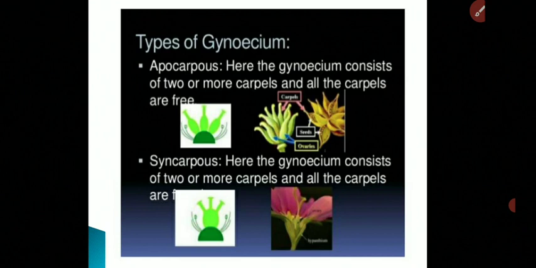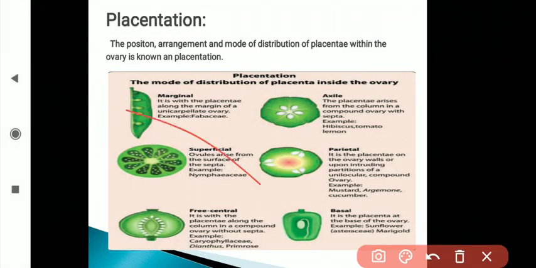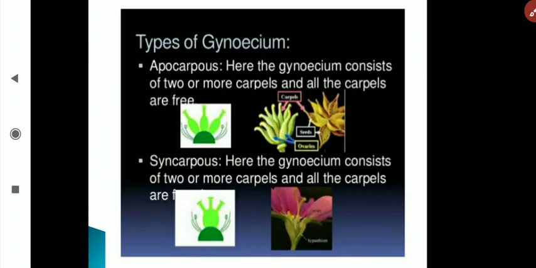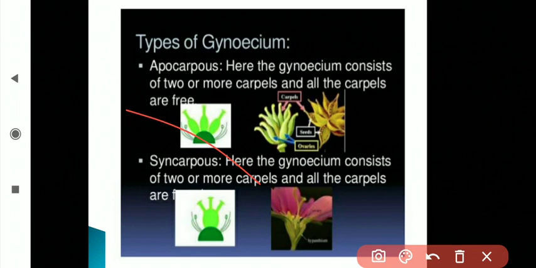So, look at the diagrammatic representation. In the apocarpous condition, there are many carpels, and they are free from each other. Each individual carpel is separately arranged on a thalamus, while in the syncarpous condition, the ovaries are fused with one another and arranged on a thalamus. So when they are fused, they are called syncarpous. When they are not fused, they are called apocarpous.